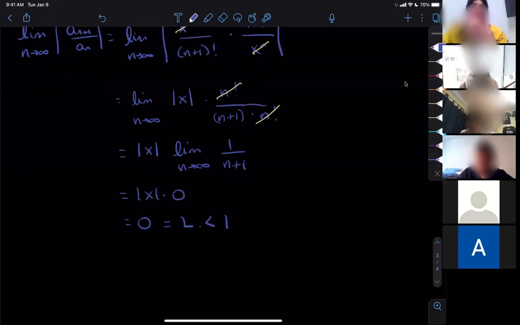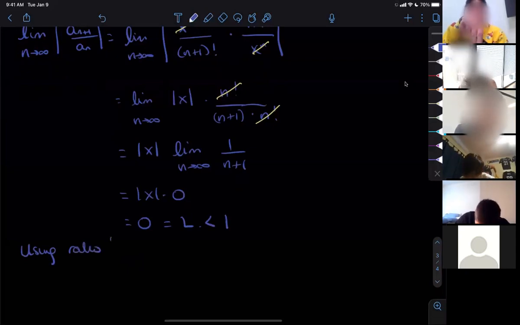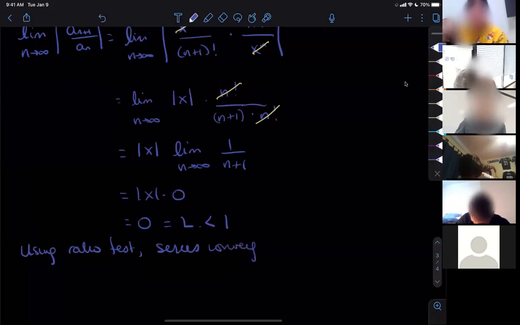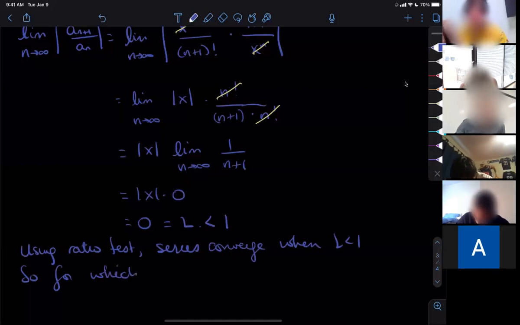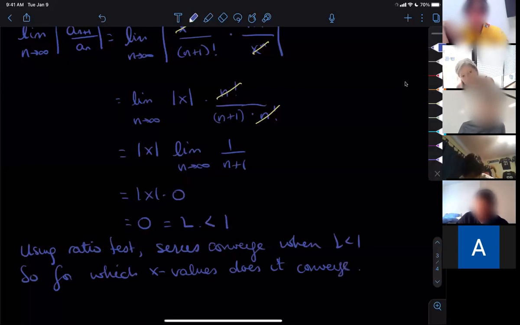So we know that series using the ratio test converge when L is less than 1. But our original question was for which x values? It would be for all values where L is less than 1. And for what values is L less than 1? Any value of x. Yeah, I think that's right. For every value of x, it's going to be that way.